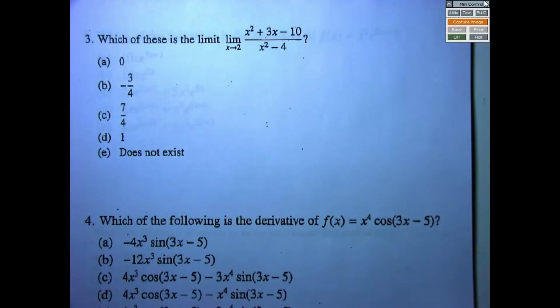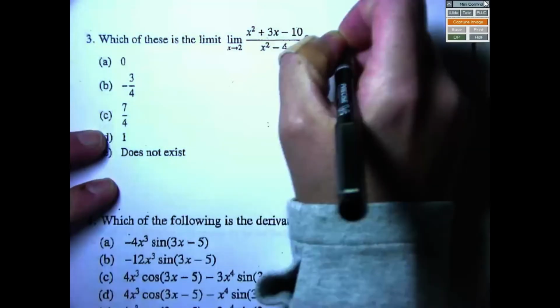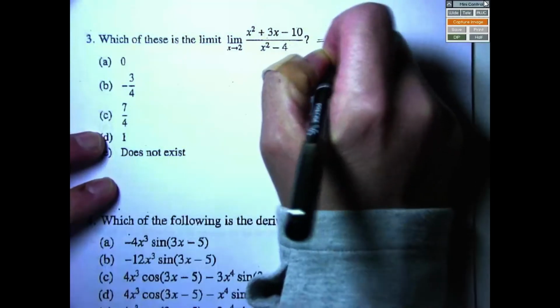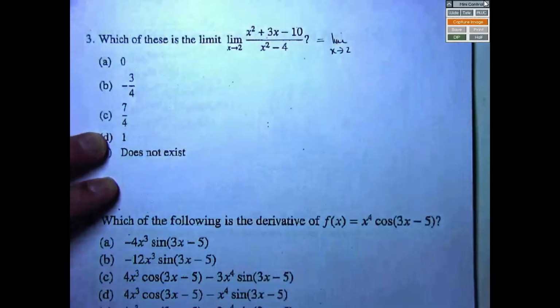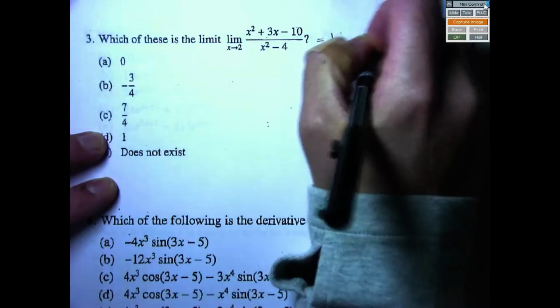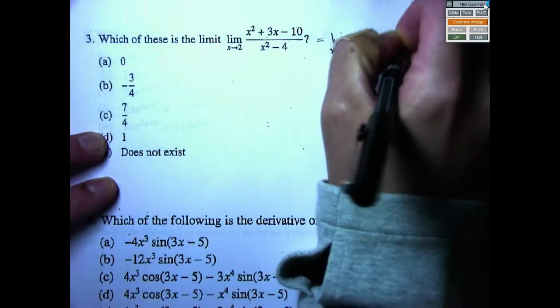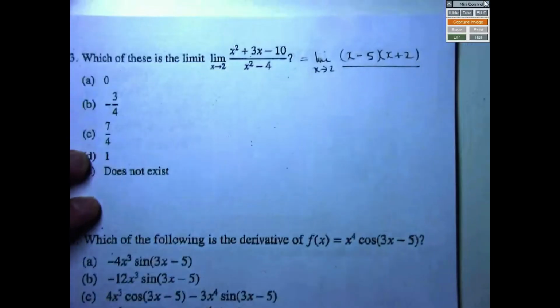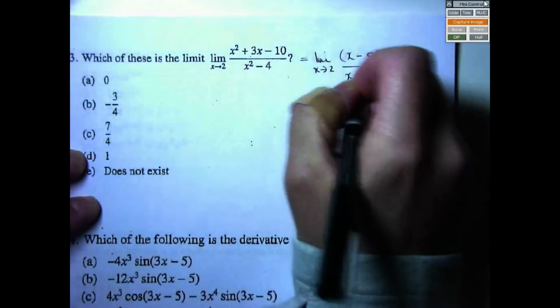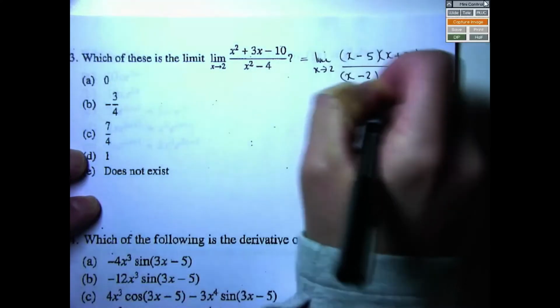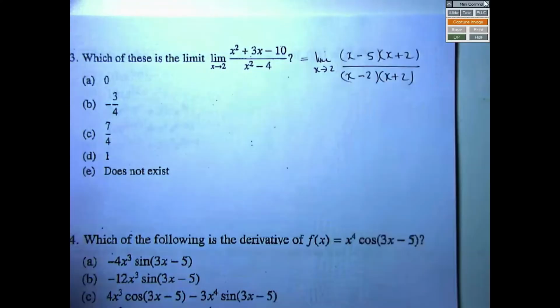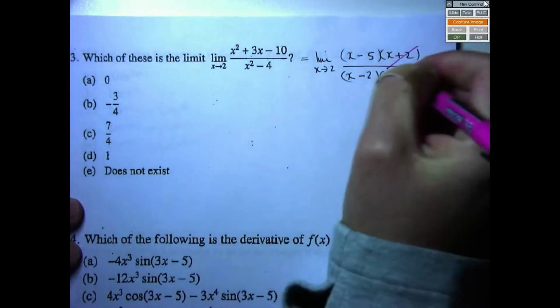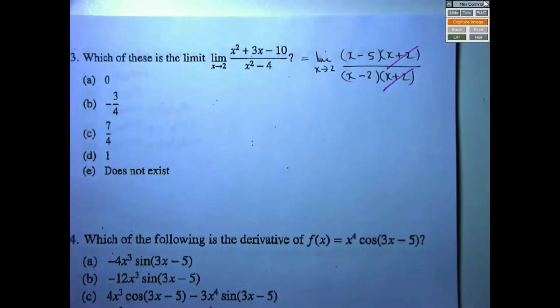Either you can factor. What I would do here is identify that the numerator is going to factor into x minus 2 times x plus 5, and the denominator is going to factor into x minus 2, x plus 2. So I have this common term that will cancel out. After I cancel this common term out, we try to take the limit again.